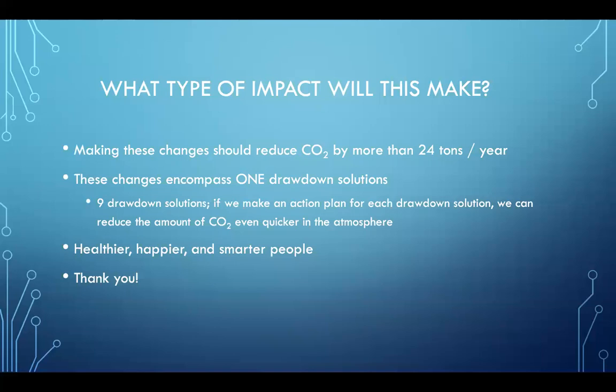So to close out, the question is, what type of impact will this make? Making these changes should reduce CO2 by more than 24 tons a year. These changes encompass 1 drawdown solution. If we make a plan for each of the 9 drawdown solutions, we can reduce the amount of CO2 in the atmosphere even quicker. Healthier and happier and smarter people. And I know that you all really want that. We don't want any more CO2 going up in the air and harming us.